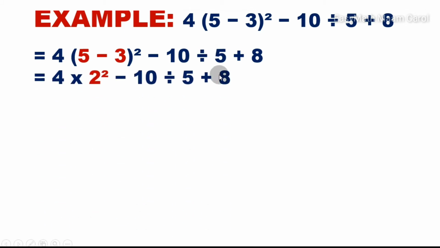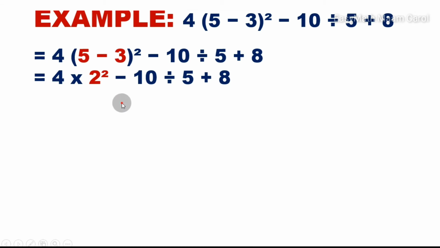So what happens when we solve the quantities inside the parentheses? So, yung 5 minus 3 magiging 2 na siya as indicated by the red number here. Tapos, i-attach na lang natin yung exponent na 2. So, take note what happens now. It becomes 4 times 2 squared minus 10 divided by 5 plus 8. So, yun na yung nangyari dun sa expression natin, nawala na yung parenthesis.